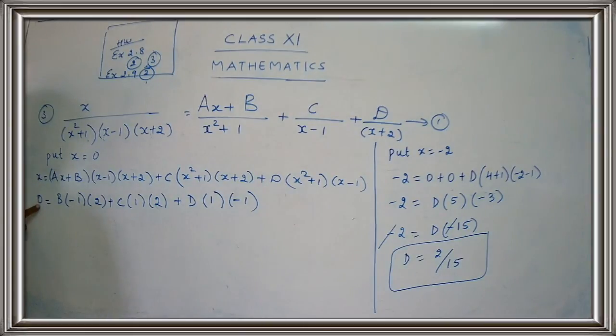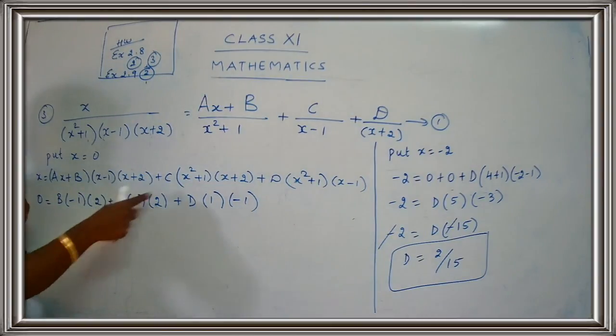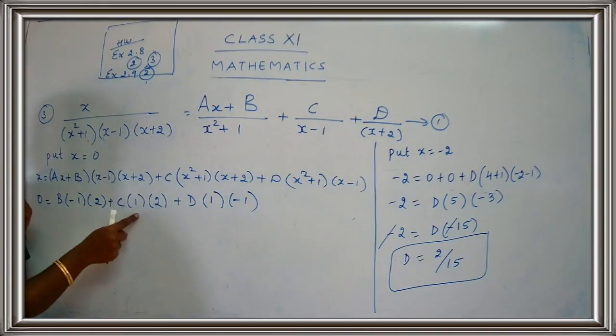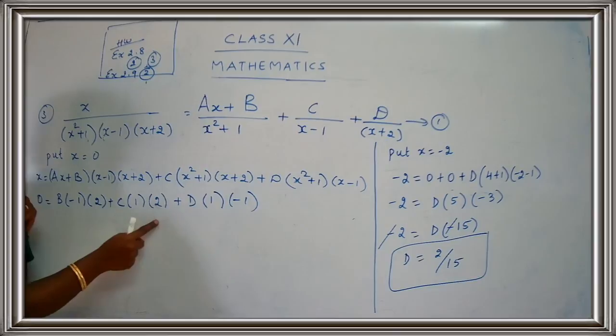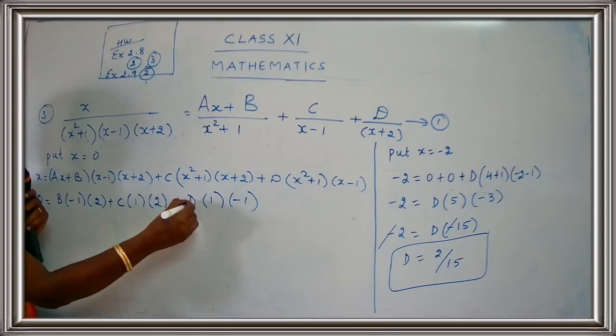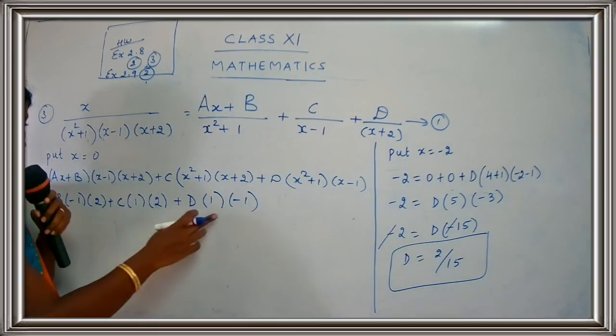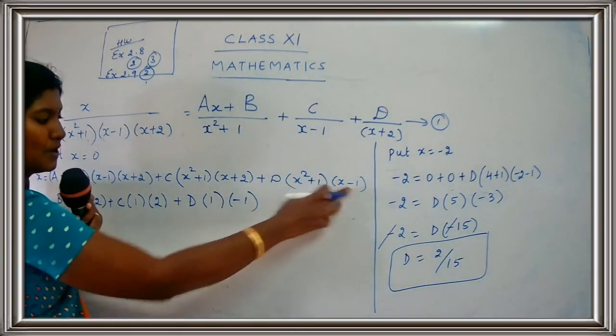So x 0, a into 0, 0. So that term goes off. So what is left here? From this 2, what is left? b is left. 0 minus 1, minus 1. 0 plus 2, 2. Okay. c. 0 plus 1, 0 square is 0. So 0 plus 1, 1. 0 plus 2, 2. d. 0 square plus 1, 0 square plus 1, 1. 0 minus 1, minus 1.